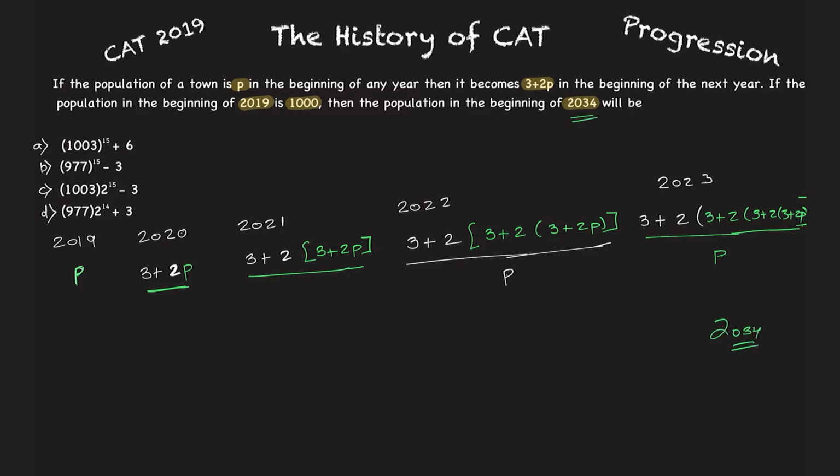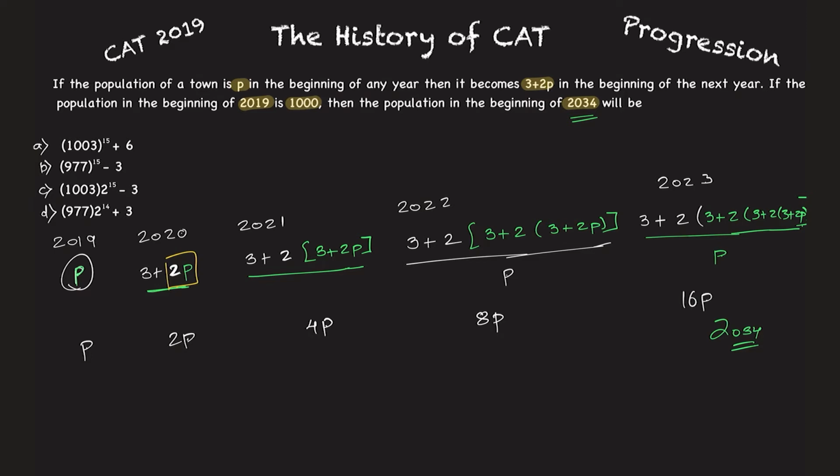Let's see if there is a pattern in this. Let's just find the pattern with p. This is p, this is 2p. Looking at this term now, 2 into 2 will be 4p. Then 4 into 2 will be 8p, and 8 into 2 will be 16p. And then so on.